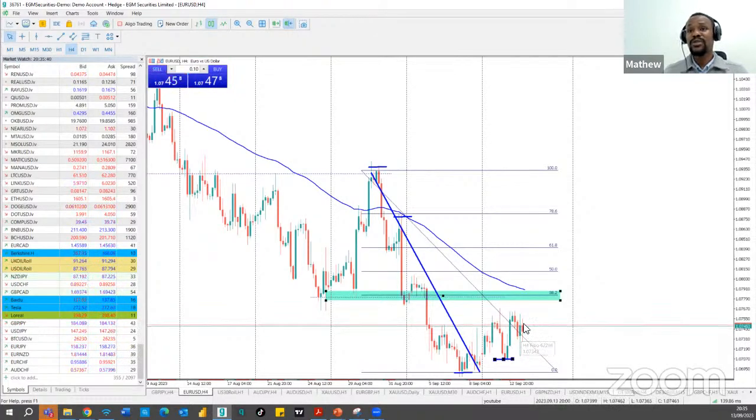According to this concept, you want to wait for the pullback to above 38.2. If it drops to the downside, you want to catch some sales, target the lows. If it pulls back all the way to the 50%, then that's okay.